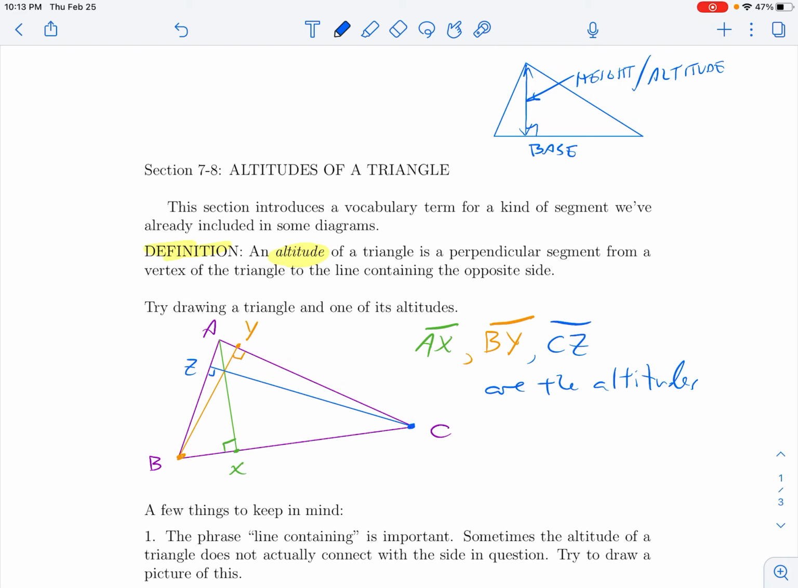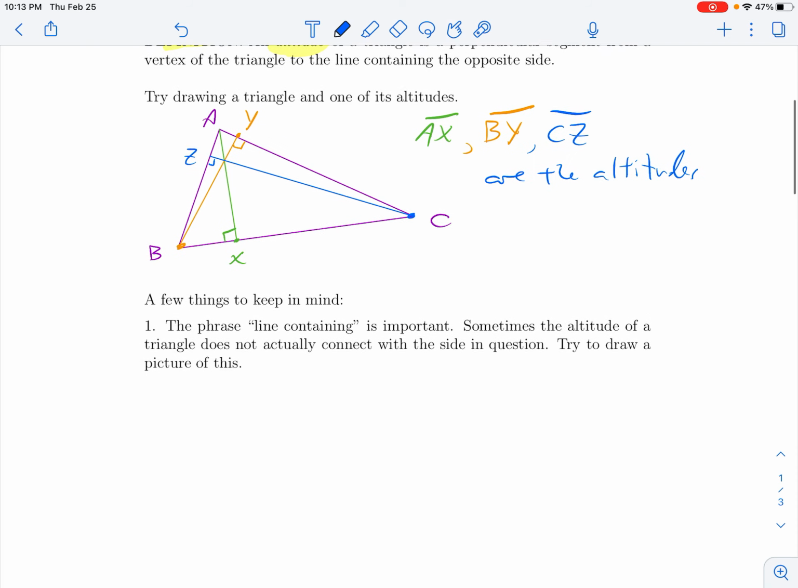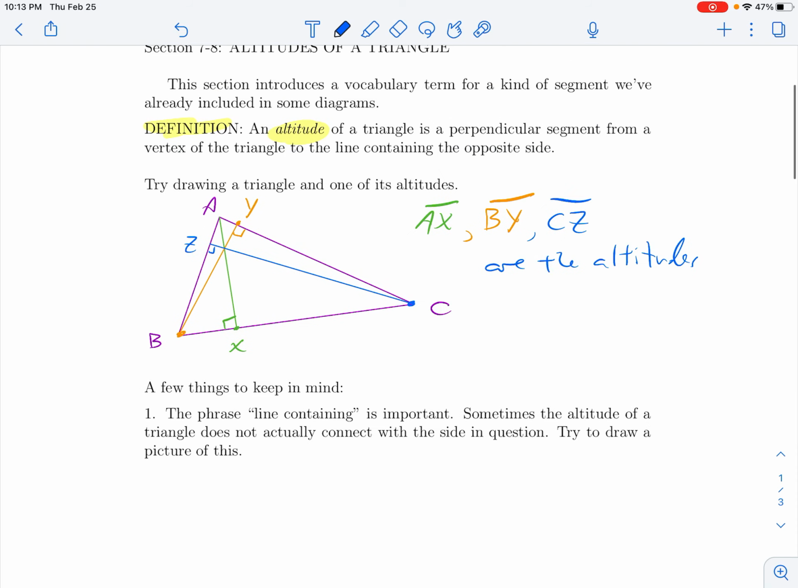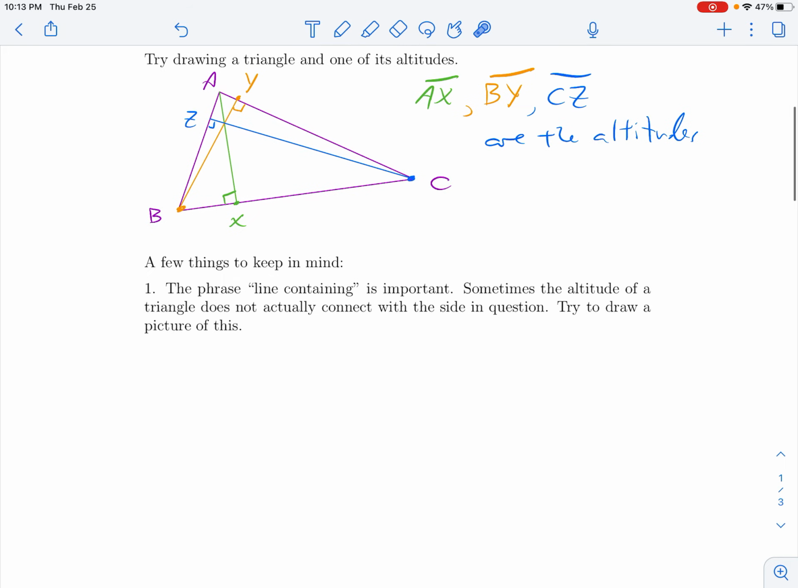Now, there are some details you do need to be careful with. So first of all, you'll notice that we said the line containing the opposite side. And that's important. Sometimes the altitude of a triangle does not actually connect with the side in question. So see if you can draw a picture where the altitude doesn't actually go to the side of a triangle, it simply goes to the line containing that side.